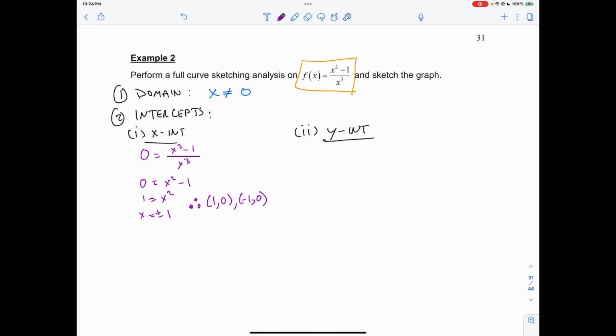For the y-intercept, if I try and take f of 0, I get 0 squared minus 1, all divided by 0 cubed. I can't divide by 0. So the y-intercept does not exist. This is going to occur right on the y-axis for the vertical asymptote.